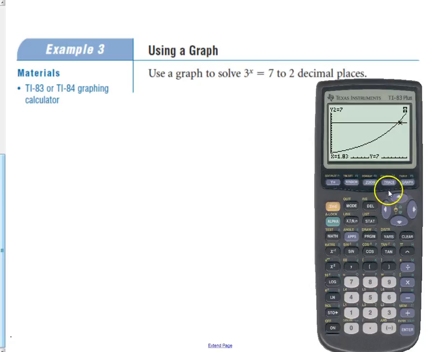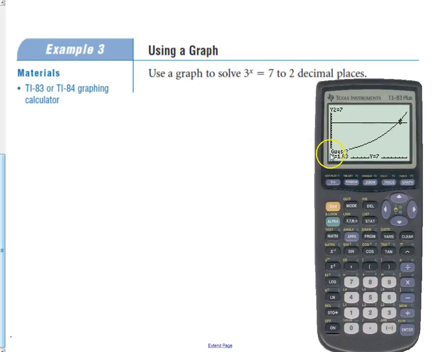We're going to go second function trace, and here I'm going to put in intersect as option number 5, and it asks me for a couple of things. What's the first curve? You see in the top left hand corner its equation is 3 to the x, so I say enter. What's the second curve? y2 is equal to 7, that's the horizontal line, and I press enter.